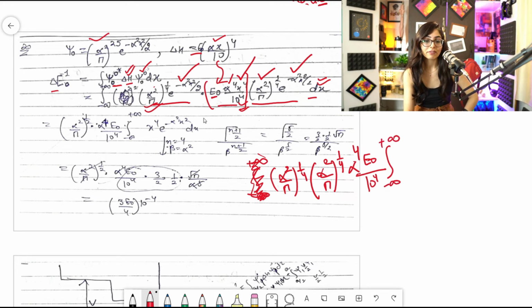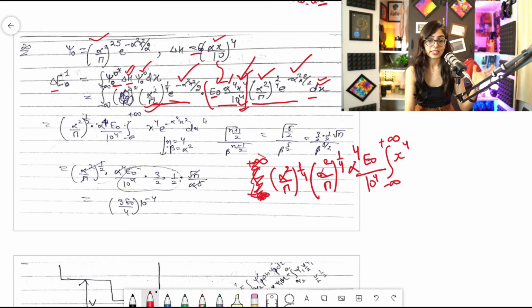So what all terms are having x? This is x raised to power 4, so I will write x raised to power 4. I'll write everything which is having x term inside the integration. So it is x4, and what else is having x? e raised to power minus alpha square x square by 2 is having this x value, and this is also having x value again. So what will it become? It will become e raised to power minus alpha square x square.